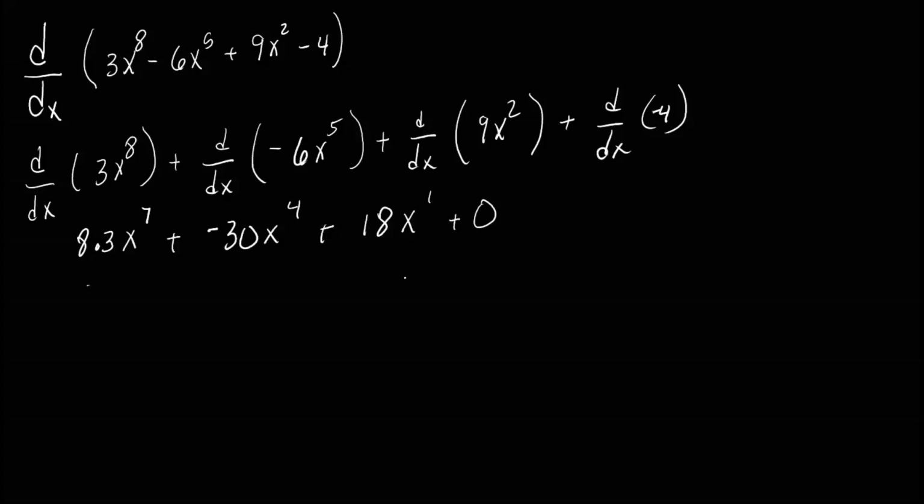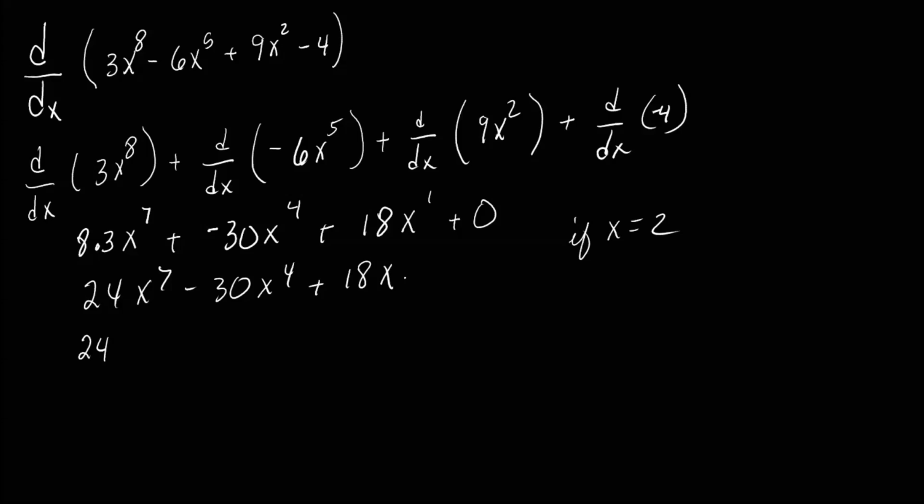All right, so 3x to the 8th minus 6x to the 5th plus 9x squared minus 4 gives me 24x to the 7th minus 30x to the 4th plus 18x. This is my symbolic derivative. So if x equals 2, substitute a 2 for all the x's. That would be 24 times 2 to the 7th power minus 30 times 2 to the 4th power plus 18 times 2.